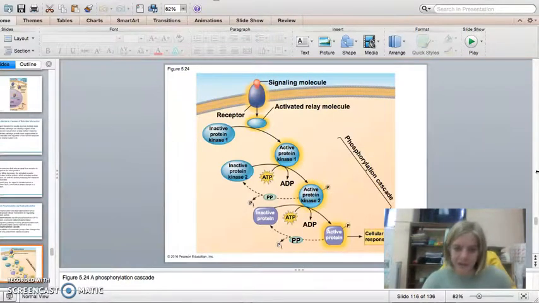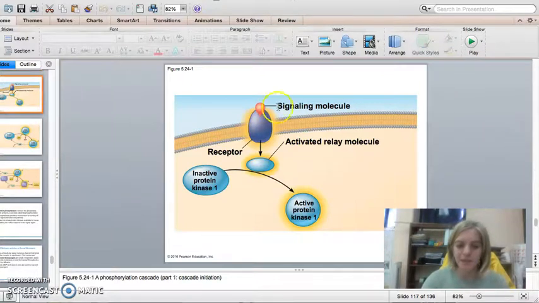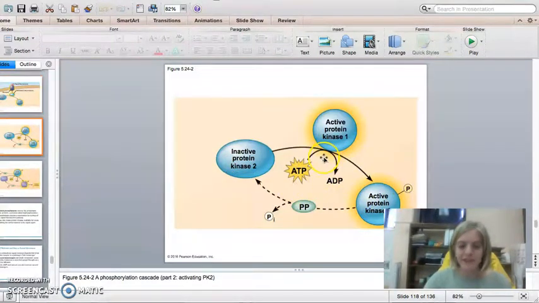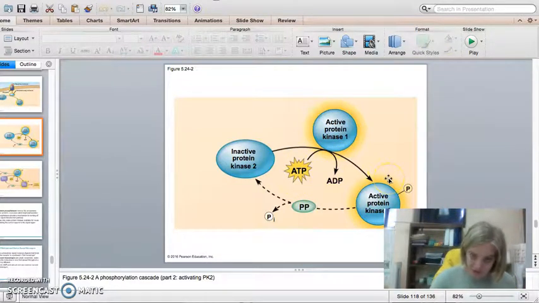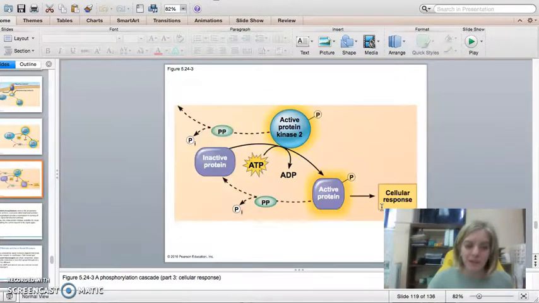So here's kind of a whole picture example, and you can pause here if you need to, but we'll start at the beginning. We've got our signaling molecule comes in and binds to the receptor, and that ligand binding activates a protein here. The inactive protein kinase gets converted to an active form, and then that's going to result in the phosphorylation of another molecule, and we're going to end up getting another active protein kinase, which is going to keep going down, and then eventually we're going to phosphorylate this inactive protein.